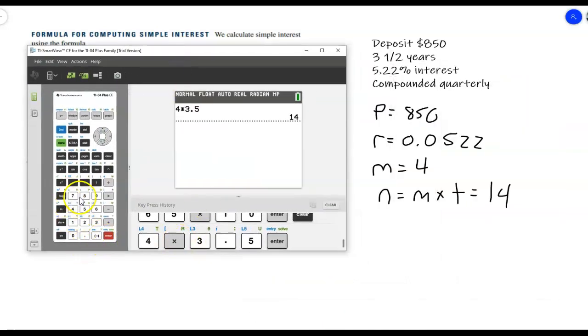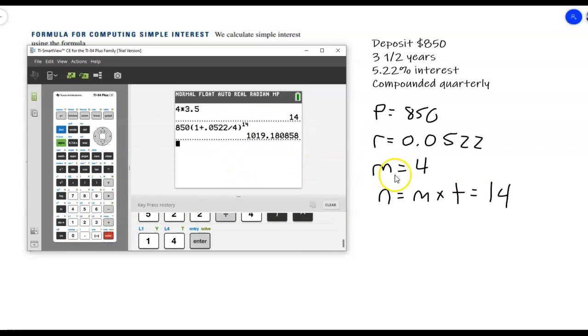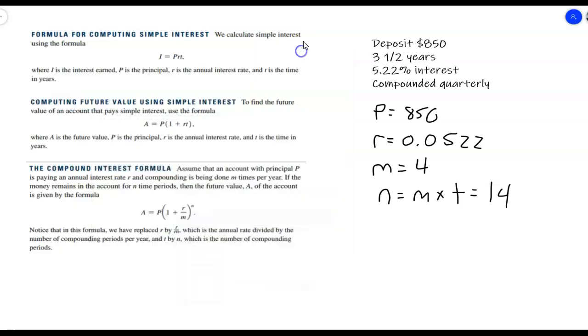So we're going to get 850, open parentheses, 1 plus the R, which is 0.0522, divided by our M, which is 4, raised to the 14th power. And it looks like after 3.5 years at this interest rate and compounding quarterly, we're going to have about $1,019.18. All right, let's move on to the next part here.